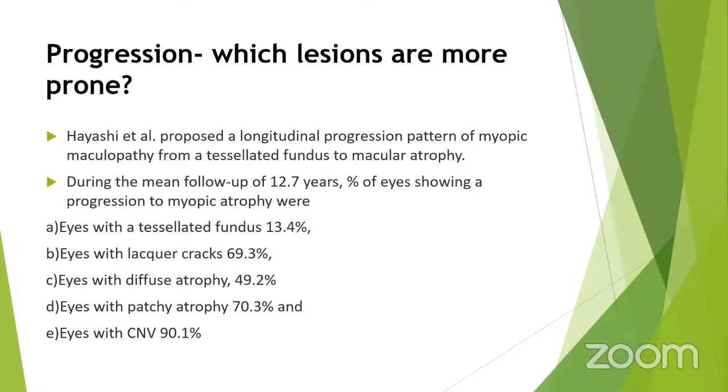Eyes with tessellated fundus had the least progression rate, whereas eyes with lacquer cracks, with patchy atrophy, and with CNVM had the greatest progression rates to myopic macular atrophy.